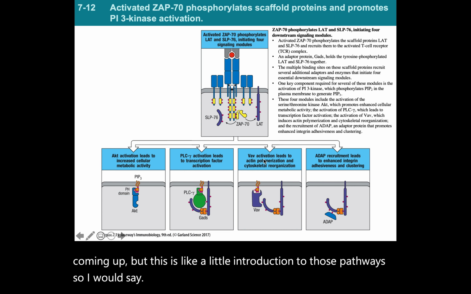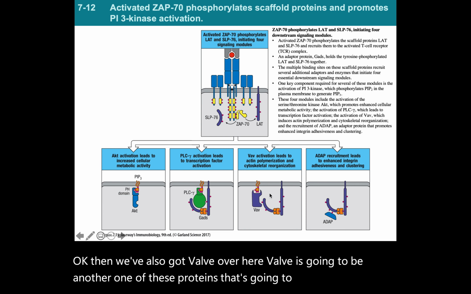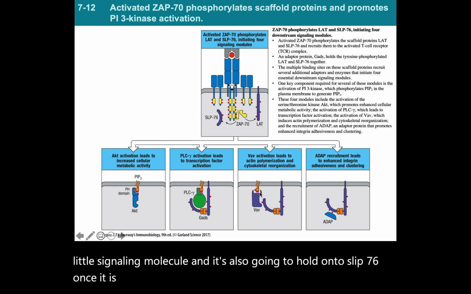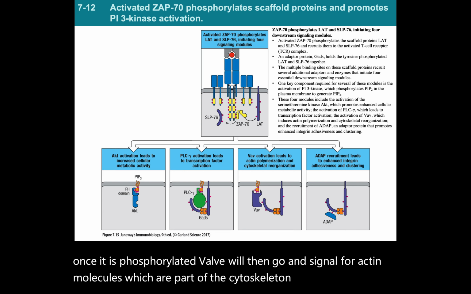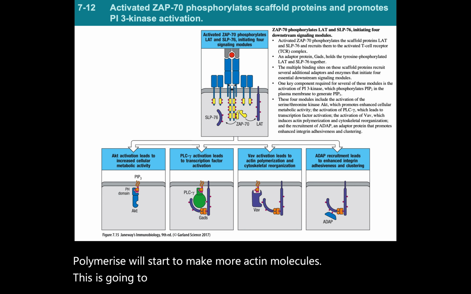Okay. Then we've also got VAV over here. VAV is going to be another one of these proteins that's going to bind to PIP3, so our little signaling molecule, and it's also going to hold on to SLP76 once it is phosphorylated. And VAV will then go and signal for actin molecules, which are part of the cytoskeleton, to start to polymerize. We'll start to make more actin molecules. This is going to have the effect of causing the cell to change shape and to move.